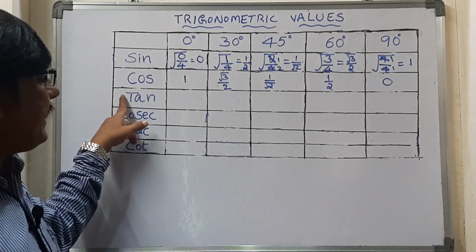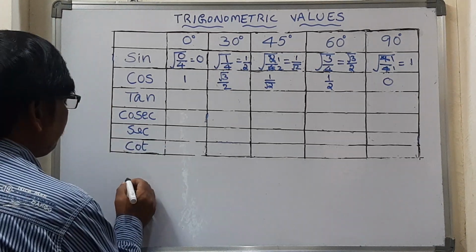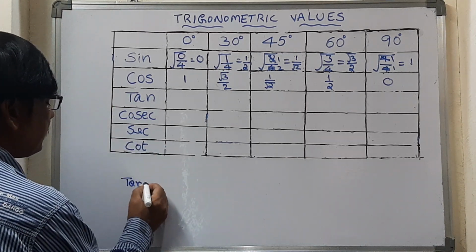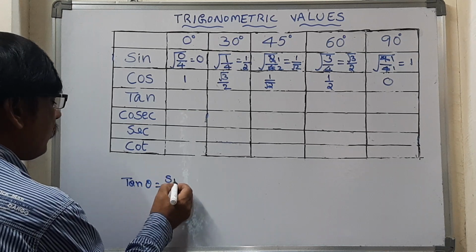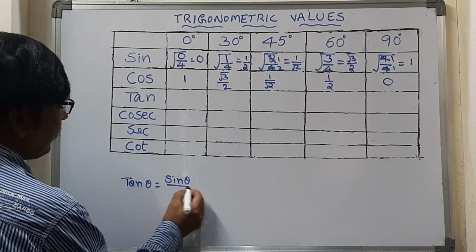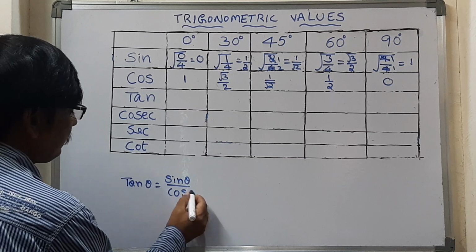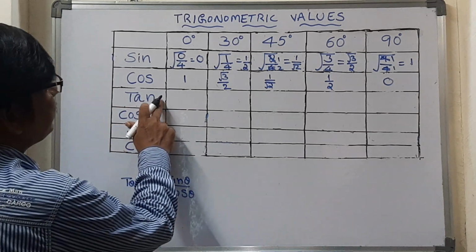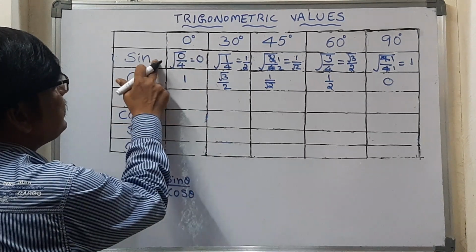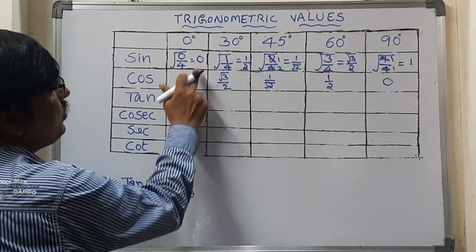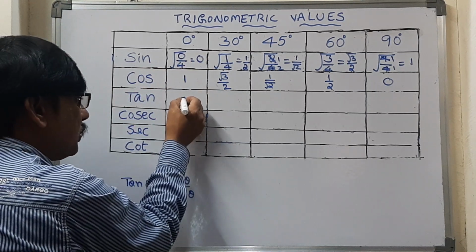And what about tan? Let's take one simple trigonometric function, tan theta. What formula do we have? Tan theta is equal to sin theta by cos theta. So now let's take tan 0. Tan 0 means sin 0 by cos 0. So 0 by 1 gives you 0.